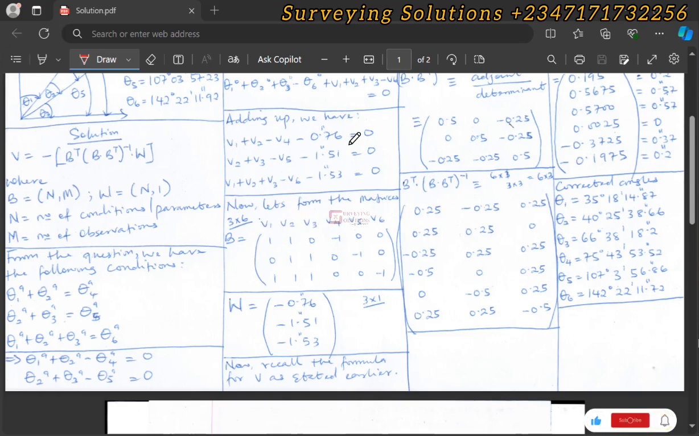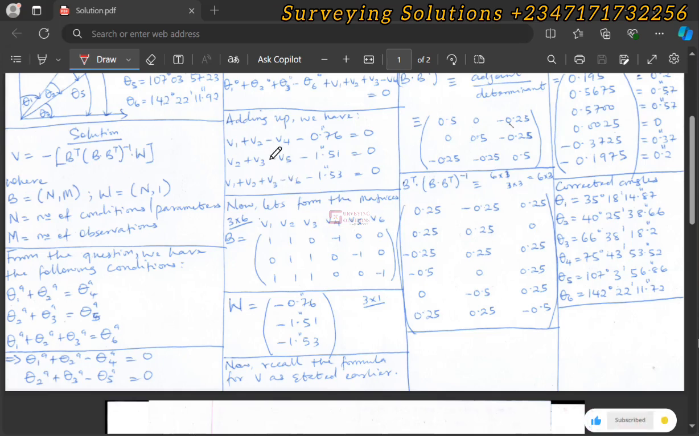Right, good. In equation 1, the coefficient of V1 is 1, so we have 1 here. The coefficient of V2 is 1, so we have 1 here. We don't have V3 here, therefore it is 0. We have V4, and the coefficient is what? Minus 1, so we have minus 1 here. We don't have V5 and we don't have V6, therefore V5 and V6 are zeros. Don't worry, if you miss it, you will get it in equation 2 and equation 3.